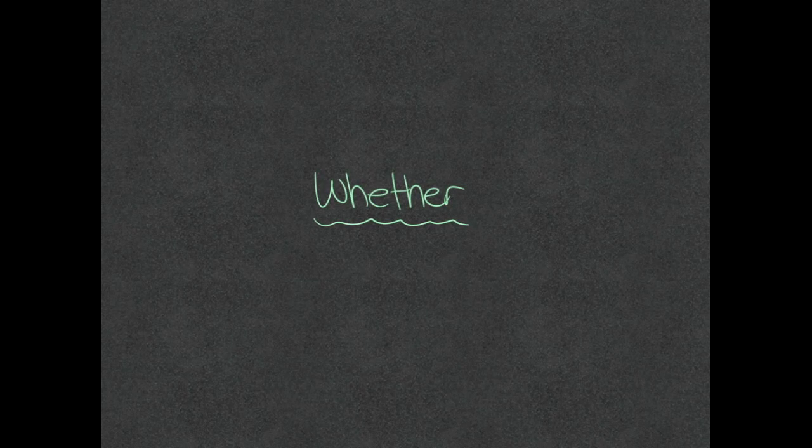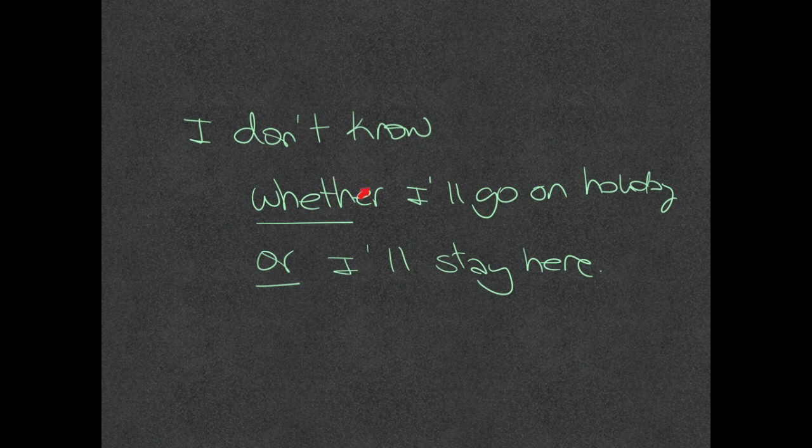Do you know how to use the word whether accurately? You tend to use this word typically when you have two elements in an indirect question. This is the case, for example, here. I don't know whether I'll go on holiday or I'll stay here. You have two possibilities and you don't know whether it'll be this one or this one.